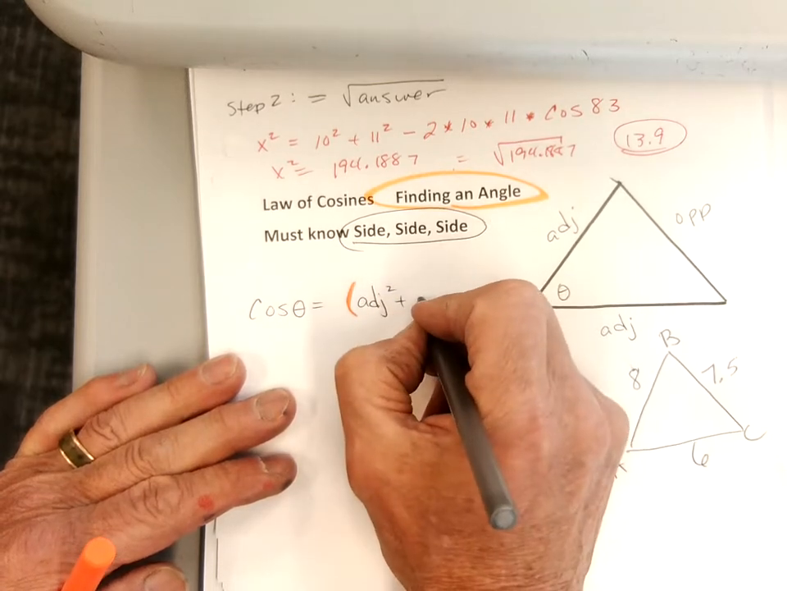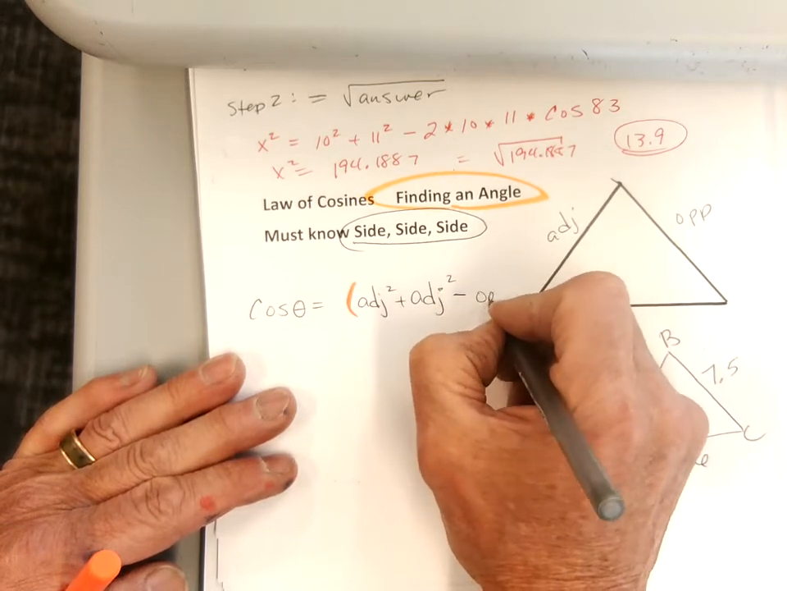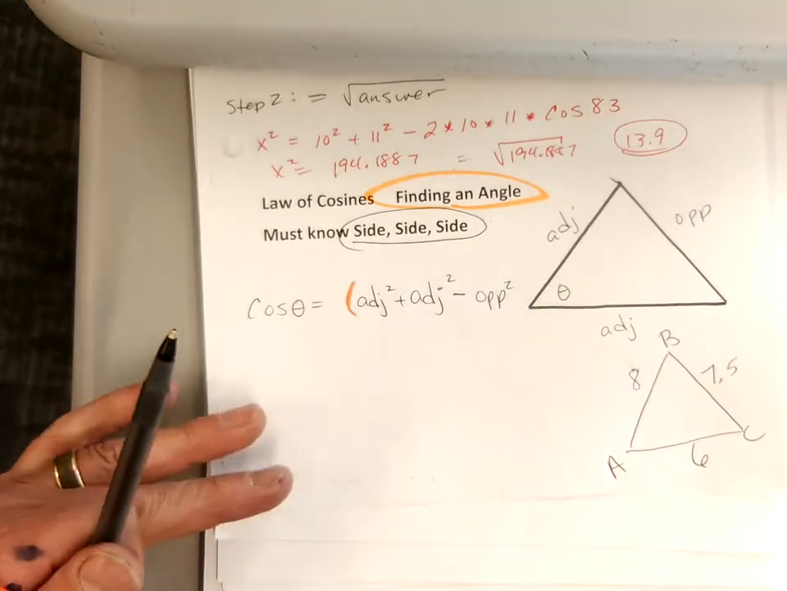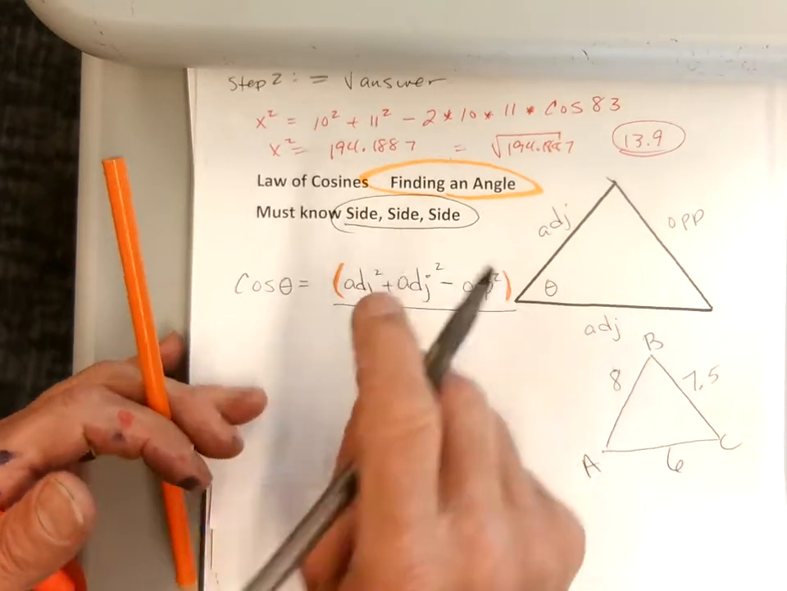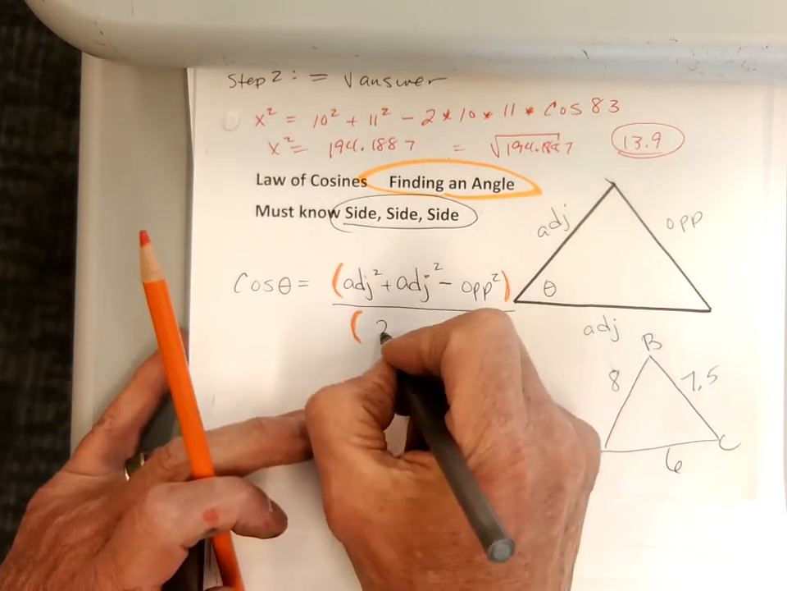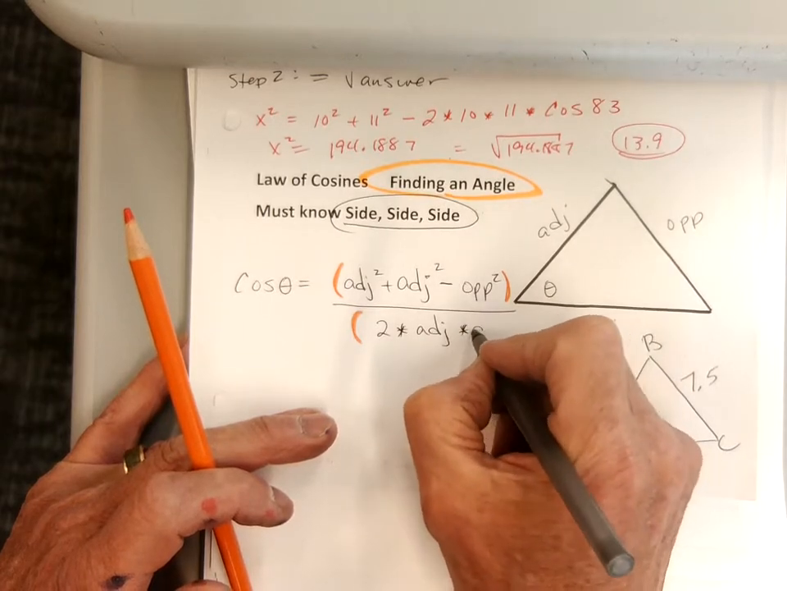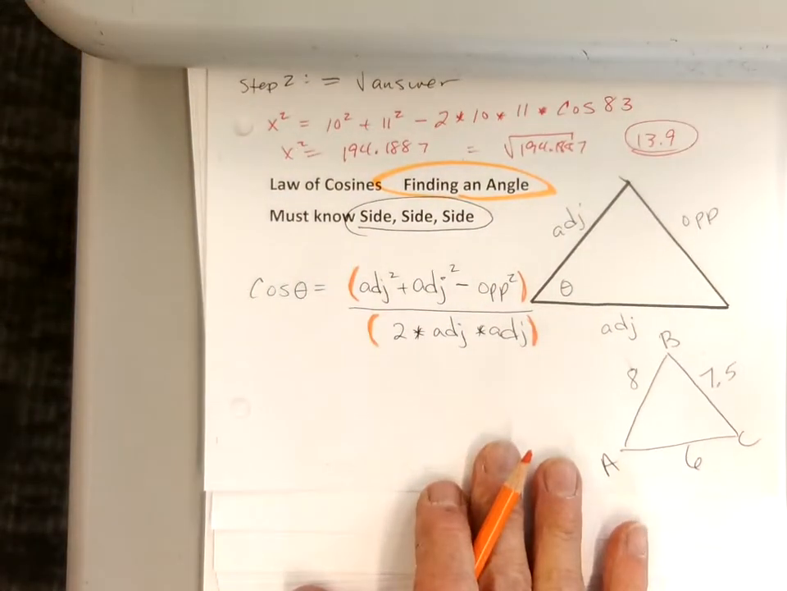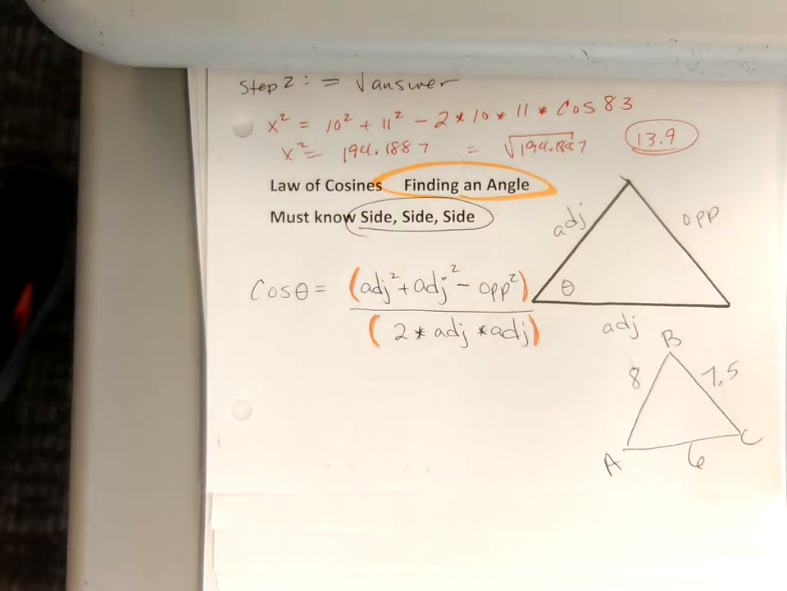squared plus the other adjacent squared, subtract the opposite squared, parentheses, divided by parentheses. Parentheses are really important with the calculator. Parentheses 2 times your adjacent times your other adjacent, and I'm going to close the parentheses. Now, write that down. That's our other rule. It is the law of cosines, but it's just the law of cosines rearranged. All I did is I moved things around. I solved for cosine. You guys didn't. I did that for you.